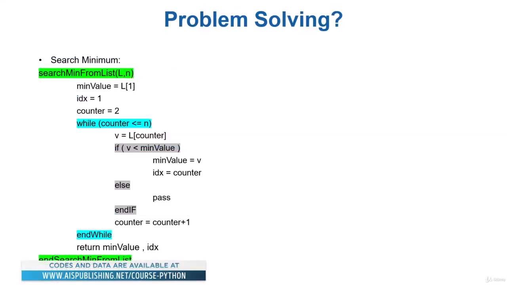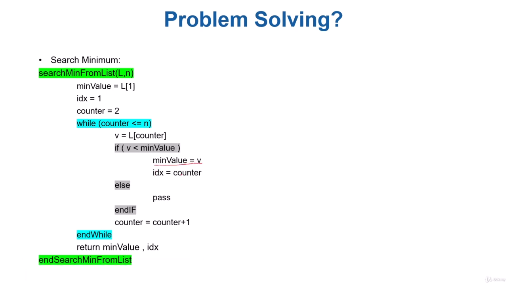Okay, in the last video we talked about how to find out the minimum value from a list of values, and we came up with an algorithm named search min from list. Here we have made a little modification: rather than just returning the minimum value, we are also returning the position of the minimum value in the list.